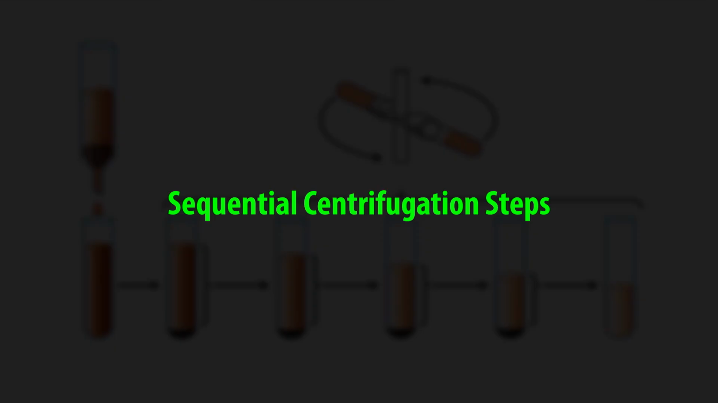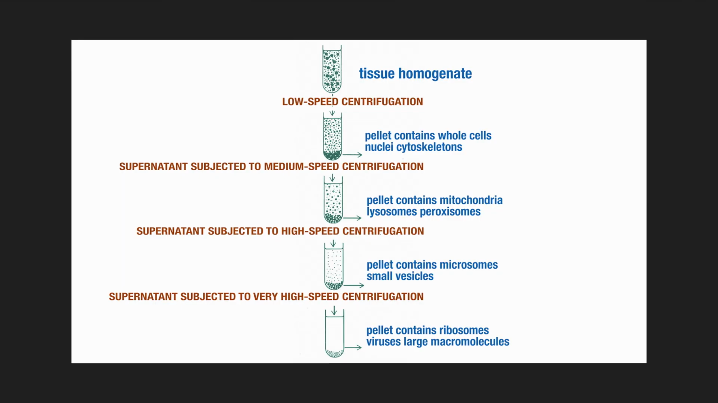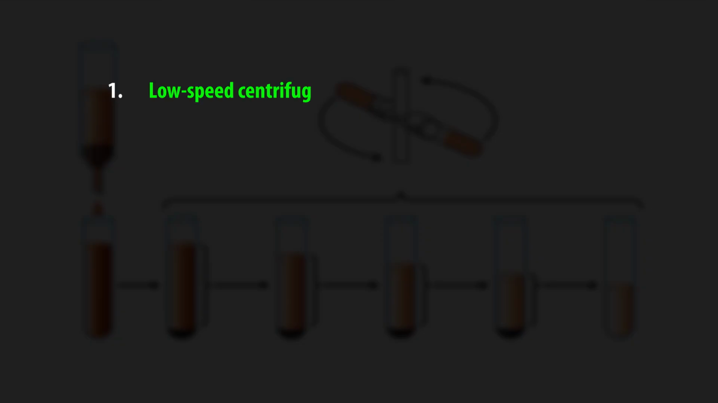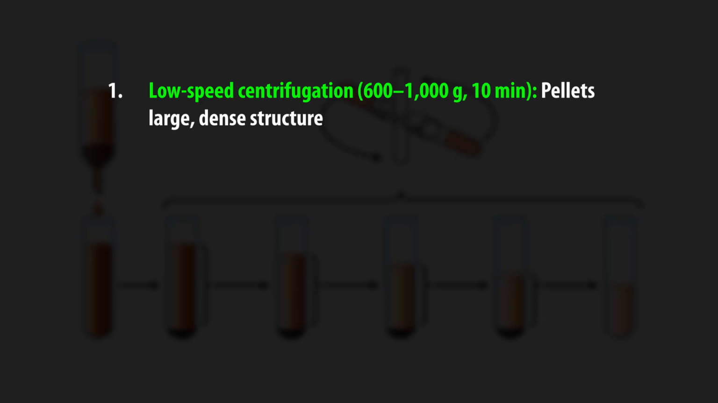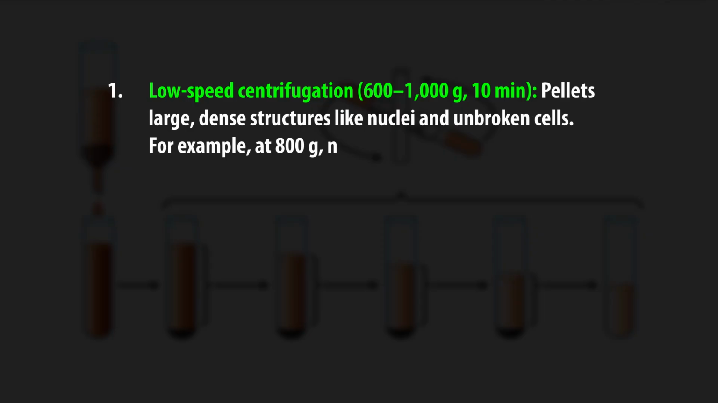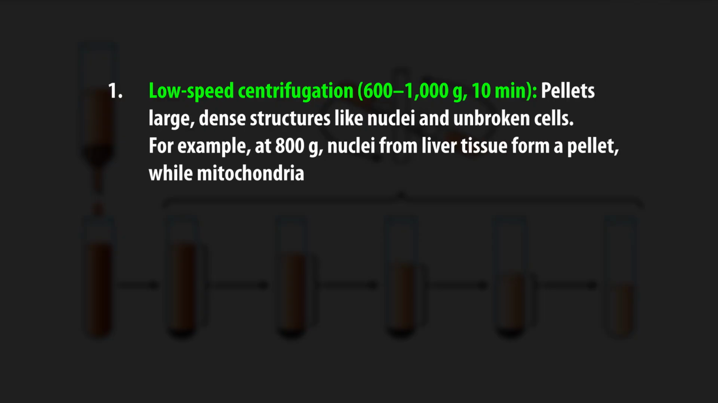nucleases. Sequential centrifugation steps. Differential centrifugation involves sequential spins at increasing speeds, with each step pelleting specific components while leaving others in a supernatant. A typical protocol is low speed centrifugation at 600 to 1000 G for 10 minutes. This pellets large, dense structures like nuclei and unbroken cells. For example, at 800 G, nuclei from liver tissue form a pellet, while mitochondria remain in the supernatant.